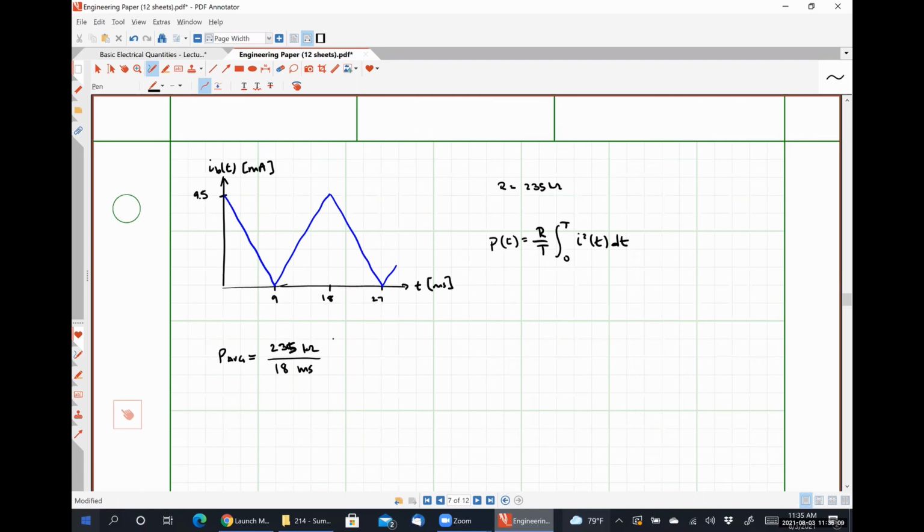So that's our period. Now we have another piecewise function, so I'm going to split it up over two integrals. The first will be from 0 to 9 milliseconds. And I need to figure out how to describe this waveform as a function of time. So I would argue that it's a straight line, so it should be in the y equals mx plus b format, right? So just slope intercept form. So what is the slope of this guy?